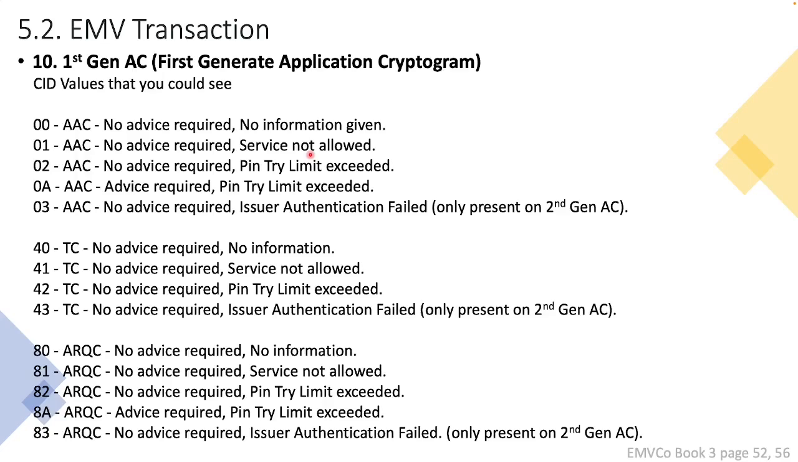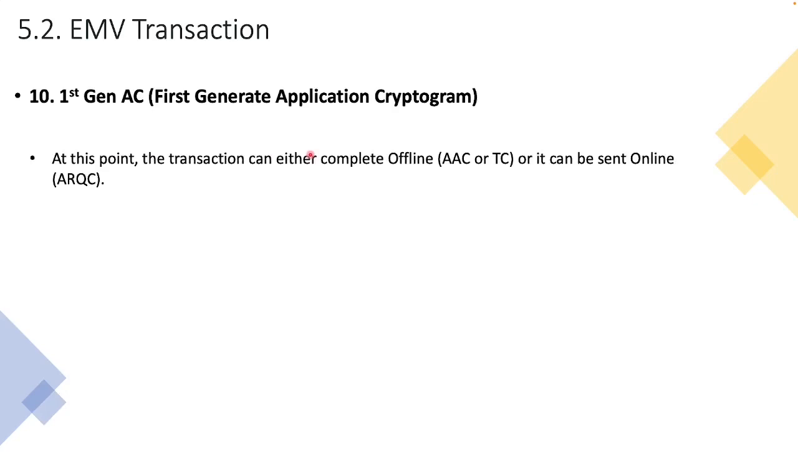Okay. At this point, the transaction can either complete offline, AAC or TC, or it can be sent online. Now remember when we first started the video, we had the flow and we had sort of two options showing there, and that's what we're talking about here. So if we generate an AAC or TC, it means we are completing the transaction offline and the transaction is now complete, right? Bob can take his socks and he can walk off.